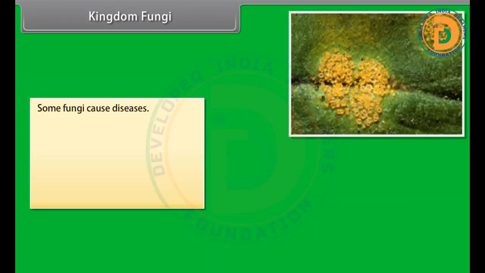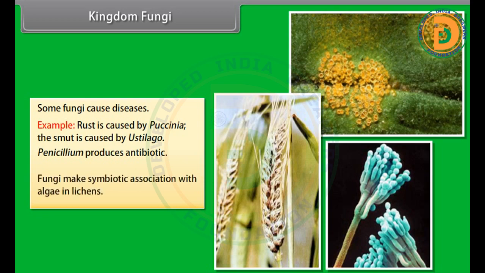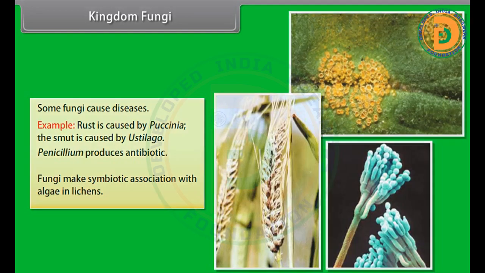Some fungi cause diseases. Example: rust is caused by Puccinia. The smut is caused by Ustilago. Penicillium produces antibiotics. Fungi make symbiotic associations with algae in lichens.